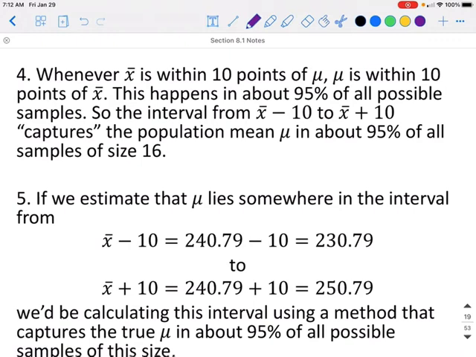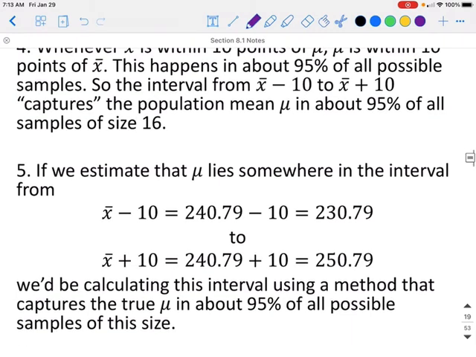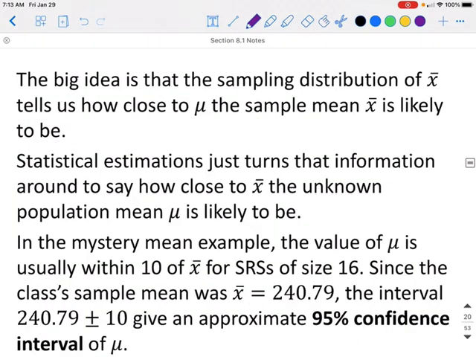So if we estimate that mu lies somewhere in the interval of our x bar plus or minus 10, our x bar, or our sample mean, was 240.79. If we add and subtract 10, we're going to get that the true population mean should fall between 230.79 and 250.79. We'd be calculating this interval using a method that captures the true mean in about 95% of all possible samples of this size.